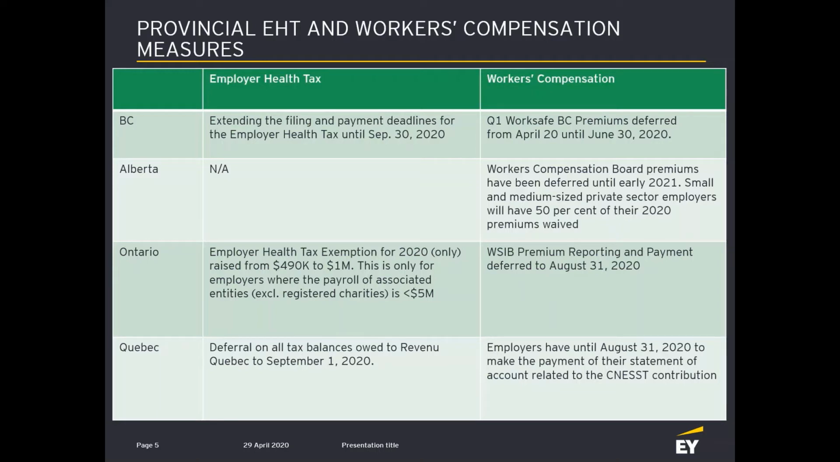So BC, no change with the exemption, but the deadline is September 30th. Quebec is September 1st. So for WSIB, and I think a lot of those on the call probably deal with WSIB, there are also some extensions to the period. So Ontario, for example, there's a deferral until August 31st, as in Quebec, and BC, the deferral is to June 30th.